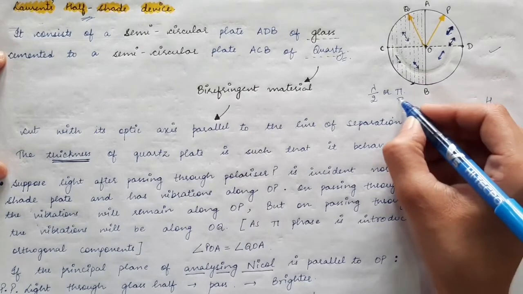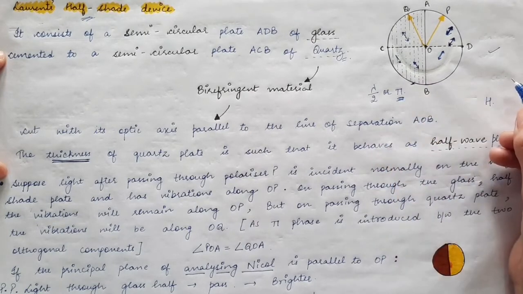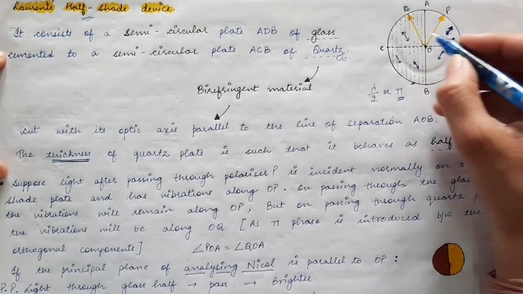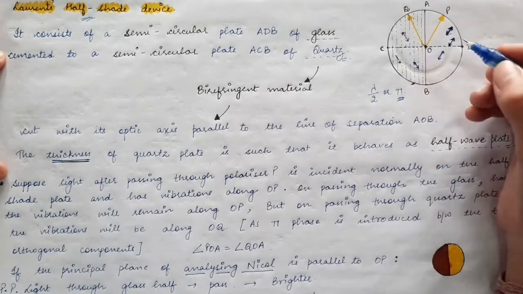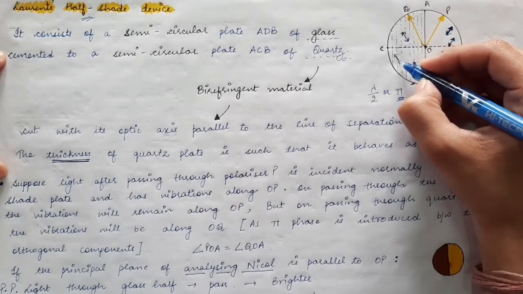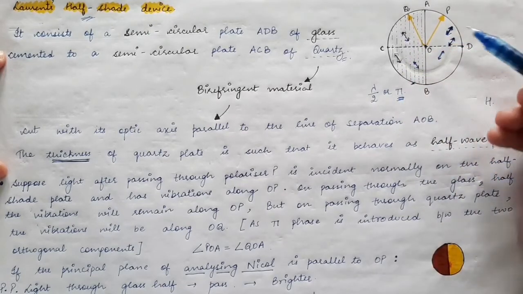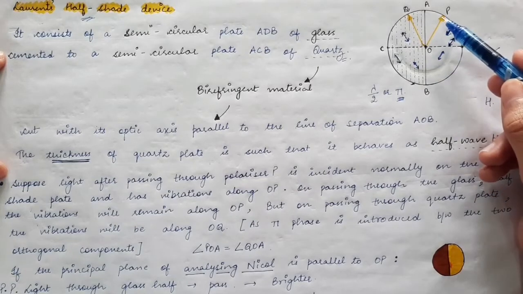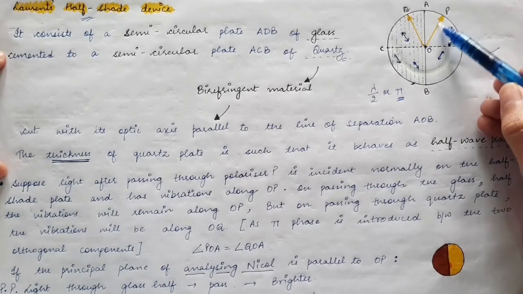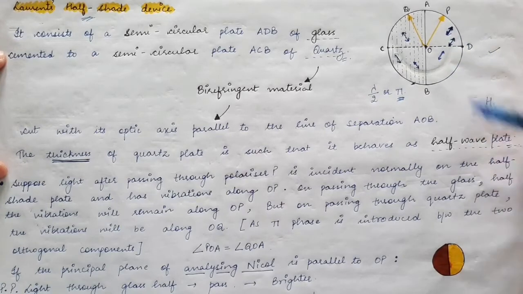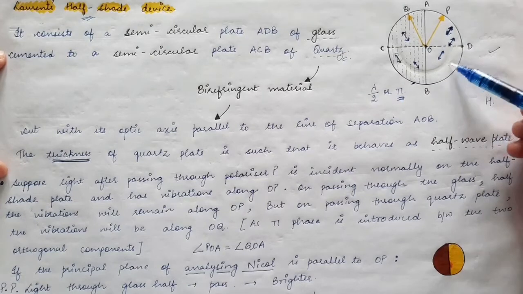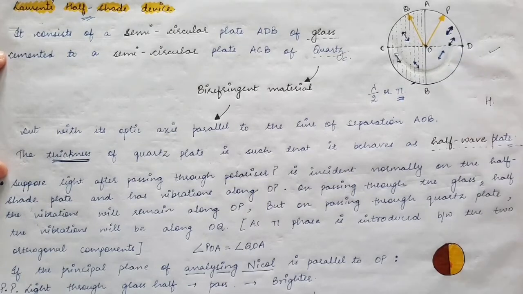So it will introduce a phase difference of pi. So if previously vibrations were in this direction, when the light emerges out of the quartz plate, now its vibrations will be in this direction. So now the light which is emerging out of this glass plate will have its vibrations in this direction. All the light rays will have the vibrations of the electric field in this direction only.